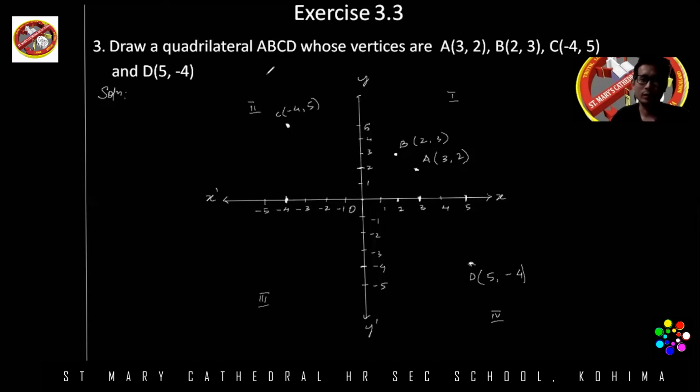Now, we are asked to draw a quadrilateral ABCD with the given 4 points. So take a scale and join the points: A to B, B to C, C to D, and D to A. These are the required 4 sides of the quadrilateral. A quadrilateral is a geometrical figure which has 4 sides. So we have here 4 sides: side AB, side BC, side CD.